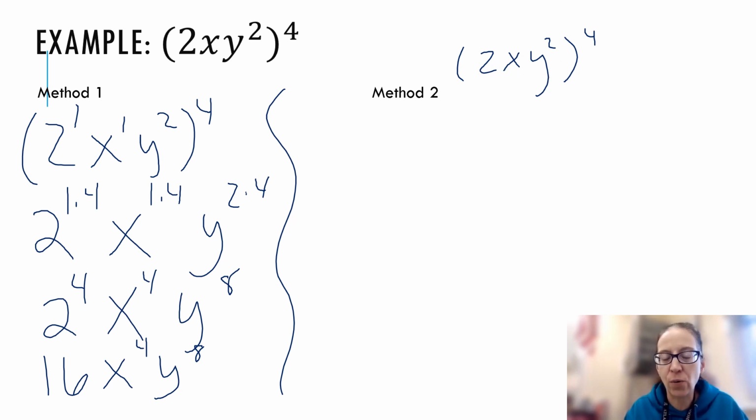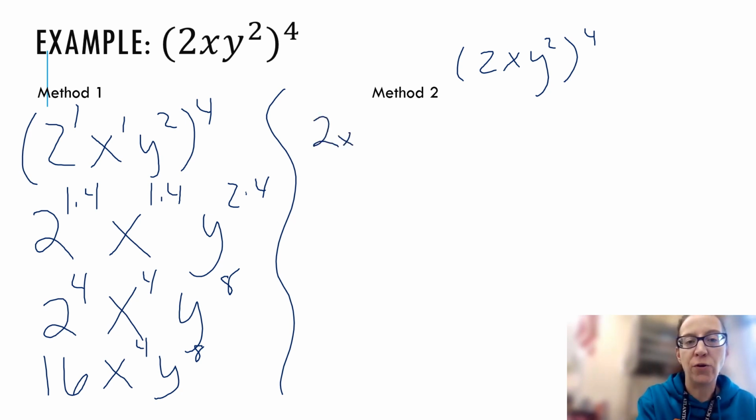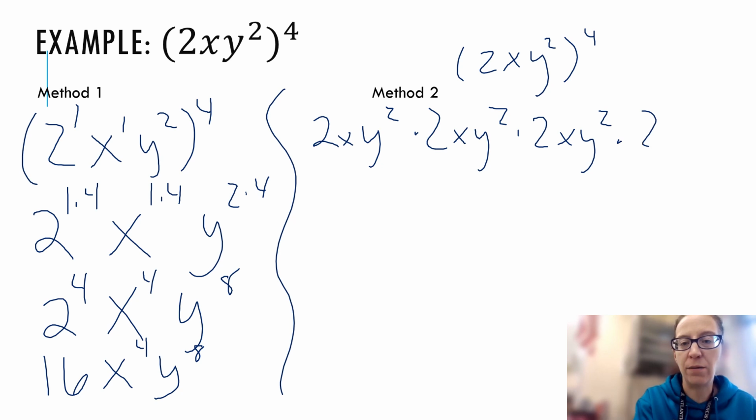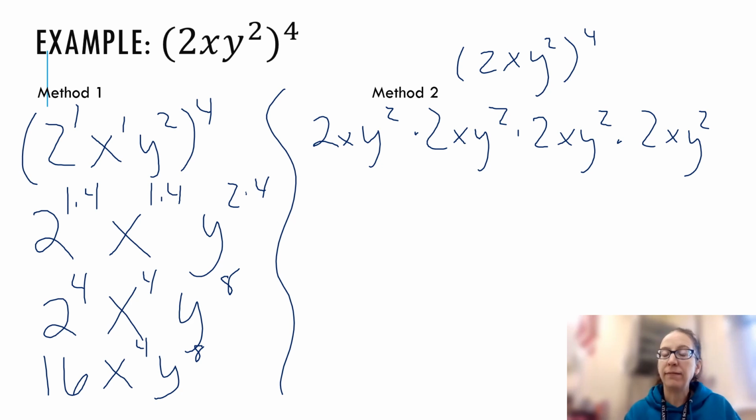2xy squared. So quite literally, this means 2xy squared times 2xy squared times 2xy squared times 2xy squared. And this is all multiplication. It is 2 times x times y squared times 2 times x times y squared. This is like a big old string of multiplication all the way across. You can multiply in any order you want. We could do a lot of juggling around with commutative properties to reorder that.